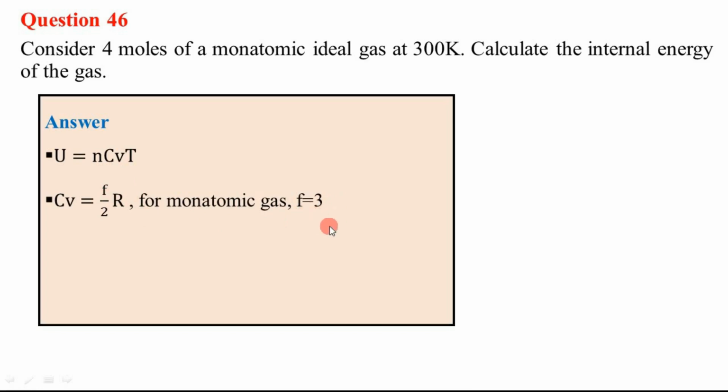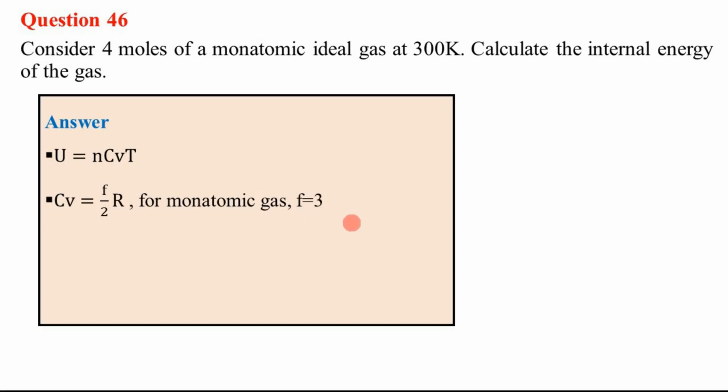That means the monatomic gas only has translation motion: translation on X, translation on Y, and translation on the Z axis. They don't have rotation and vibration motions. They can only be translated along X, Y, and Z. That's the reason why we are saying that they have the degree of freedom equal to 3.